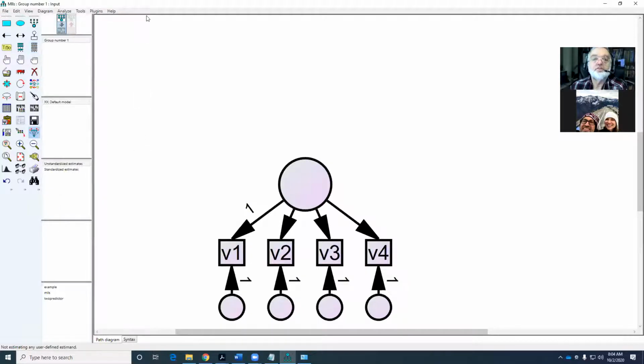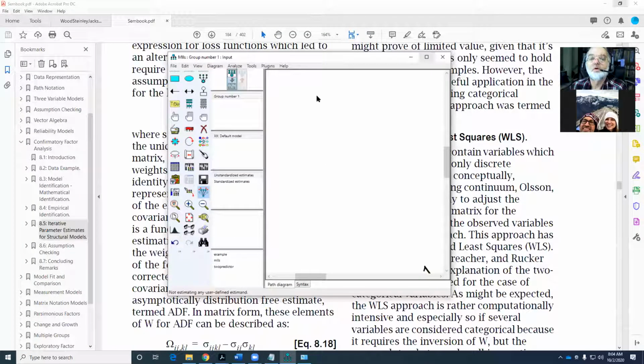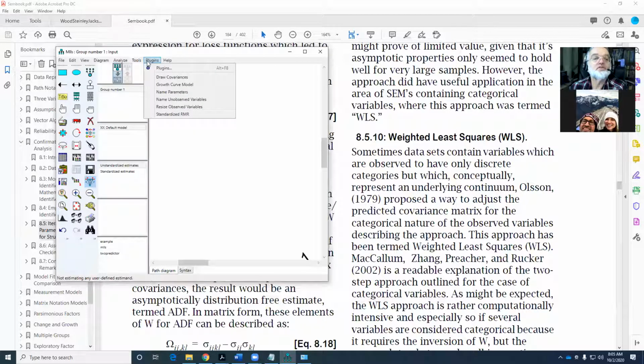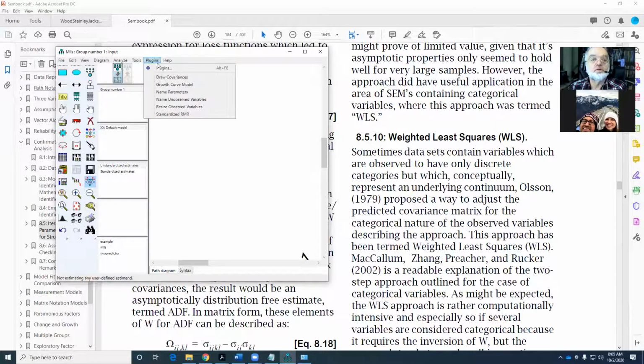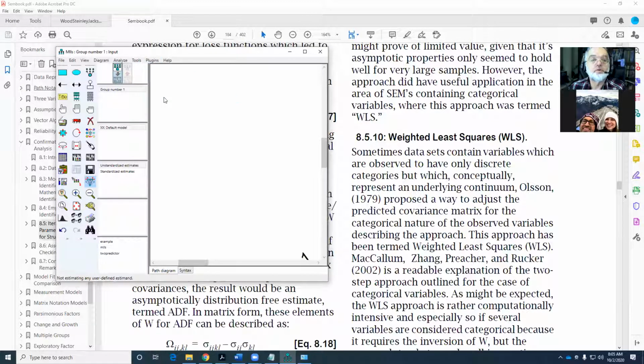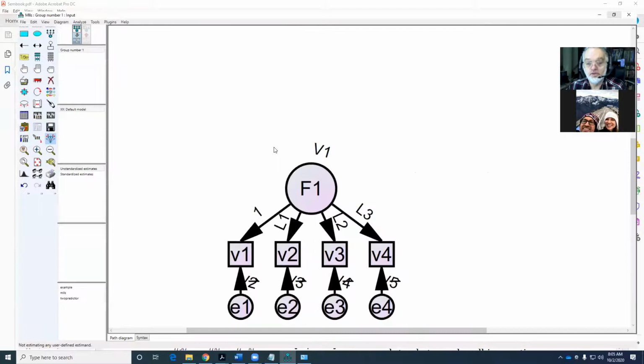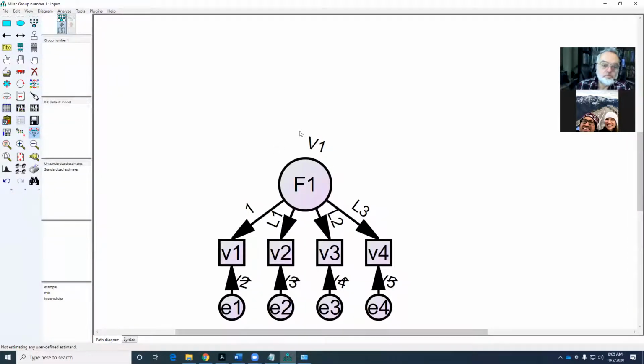And then if I wish, I really wish there was a way to get up at the top of that, but Zoom hides that for me. I can name the parameters in the model. Generally speaking, I like to use the letter L for loadings. And I can come in and I can name the unobserved variables. And that will give me this diagram to look at.